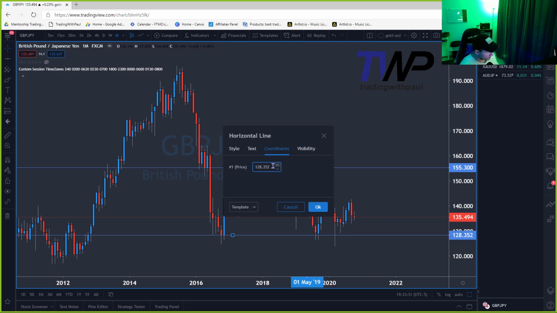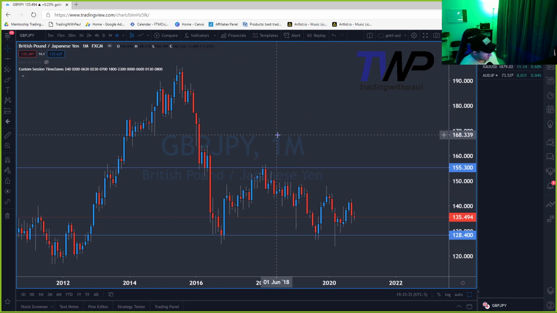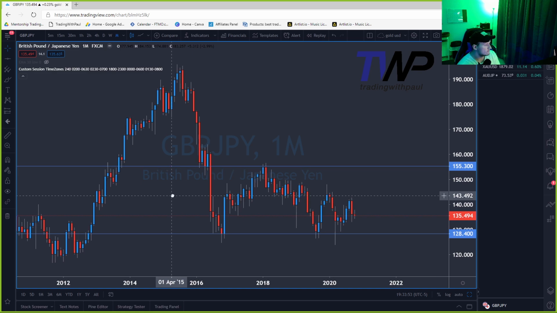Okay, and what's the reason for rounding? It's pretty much so I can take a look at the numbers and I don't have to memorize something like 128.382. I can just memorize it as in the ballpark area of 155,300 or 128,400. So you can kind of memorize what the level was, and you don't have to come back and remember that, oh, I saw this level at 128.352 or something.